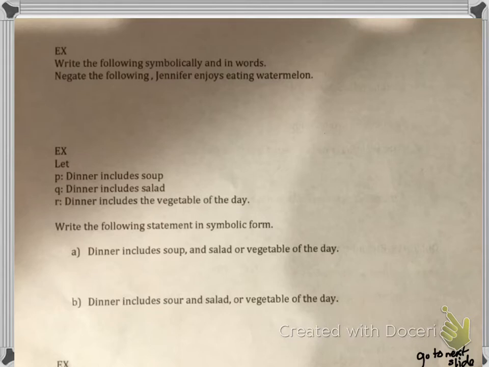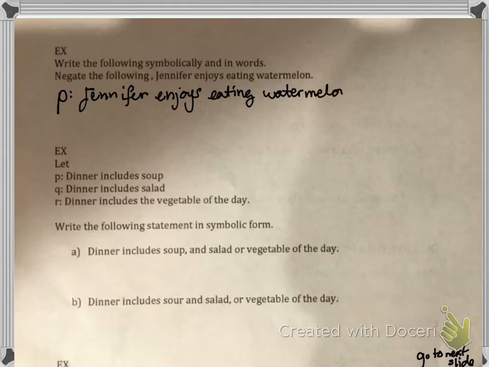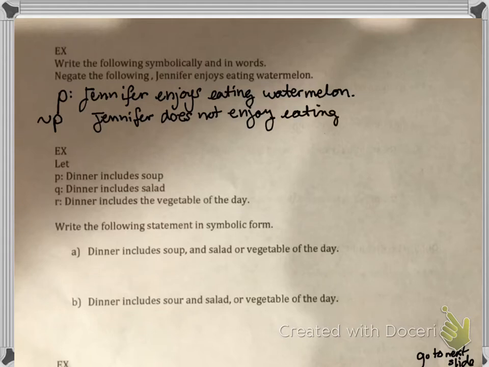Jennifer enjoys eating watermelon. All right, so first of all, if we write this up symbolically, we've got to say that P is Jennifer enjoys eating watermelon. Now it's telling us to negate this. So the negation of P would be Jennifer does not enjoy eating watermelon.